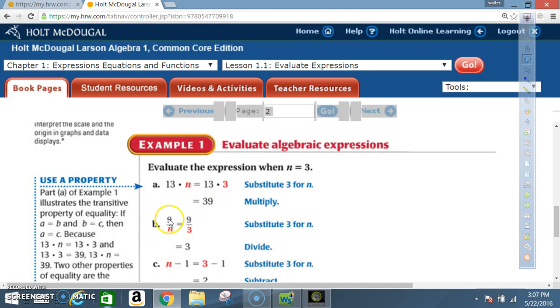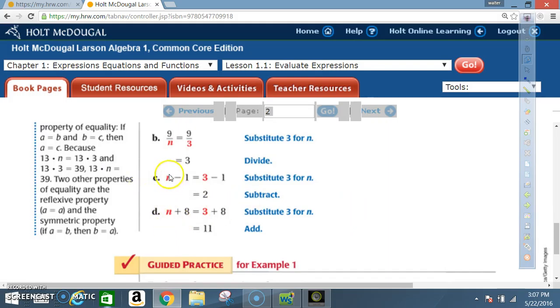B, 9 divided by n. Once again, our n is equal to 3, so 9 divided by 3 is 3. C, n minus 1. Here, n is also 3, so 3 minus 1 is 2. And last but not least, D, n plus 8. The value of n is 3. So in place of n, we put 3, and we get 3 plus 8 is 11.